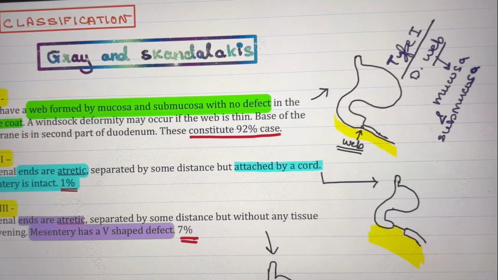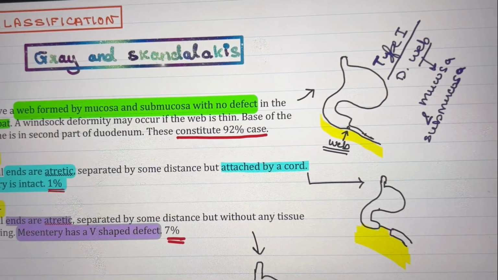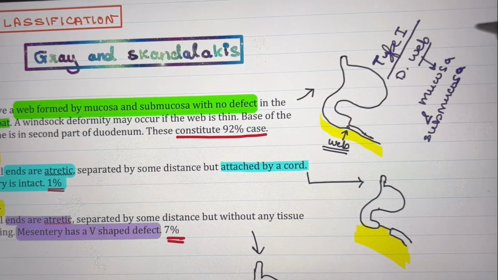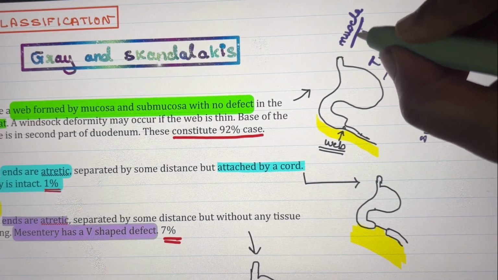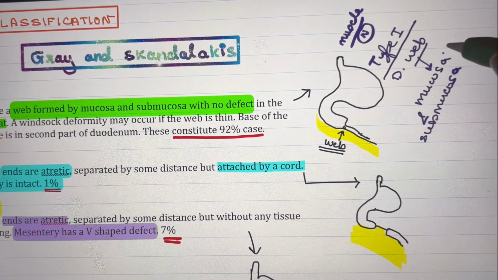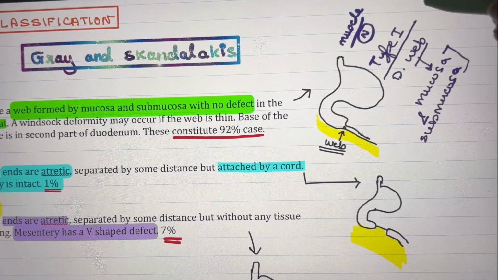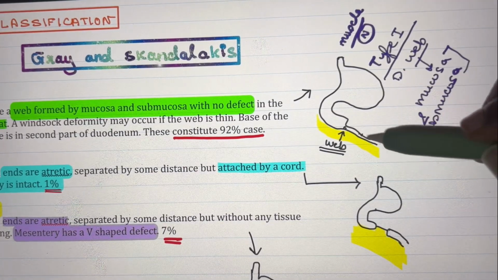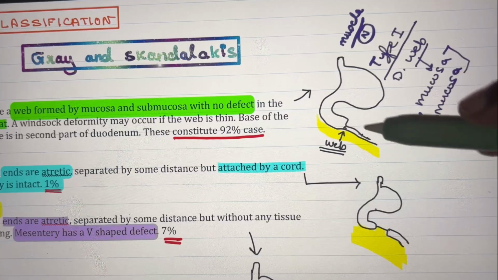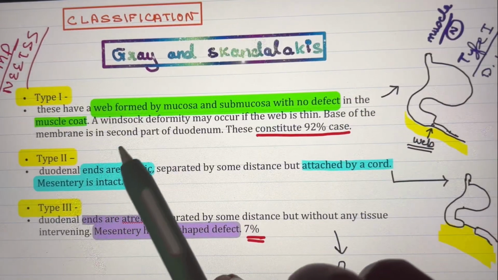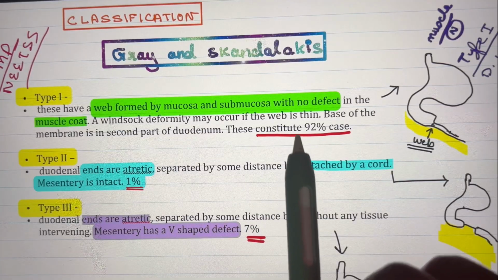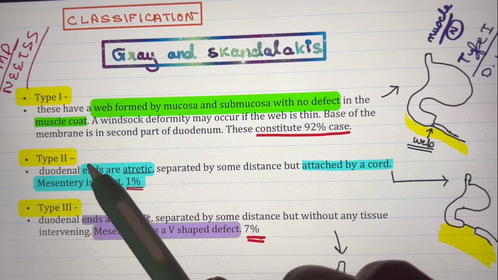Just remember this. This web is made up of mucosa and submucosa. The muscle is normal. The mucosa and submucosa form the web. The muscle layer is normal. And the yellow color, I have denoted for mesentery, and the mesentery is intact. So type 1 is a web formed by mucosa and submucosa with no defect in the muscle coat.